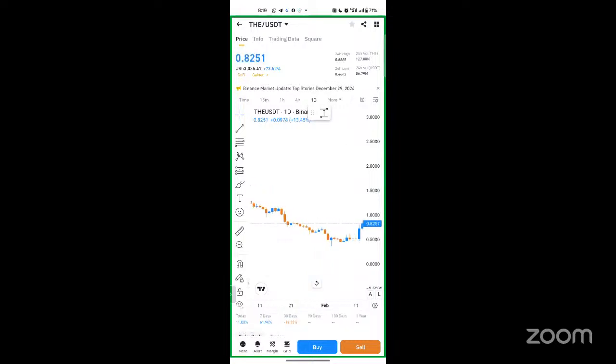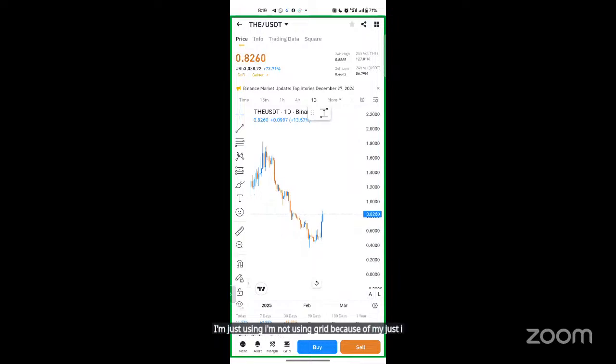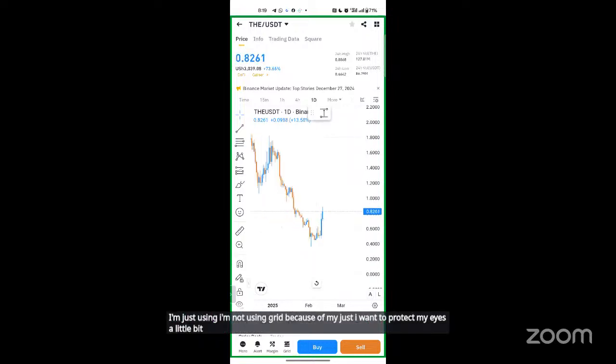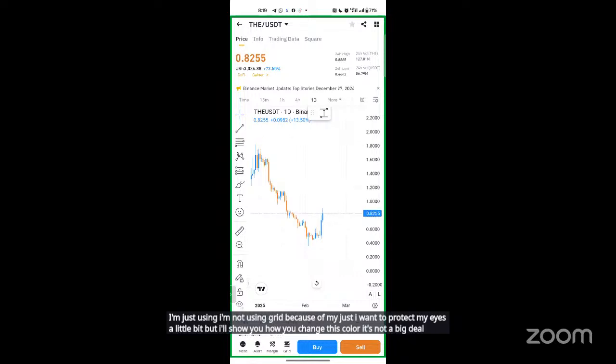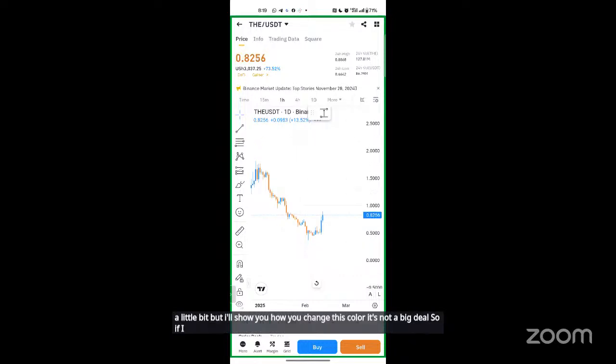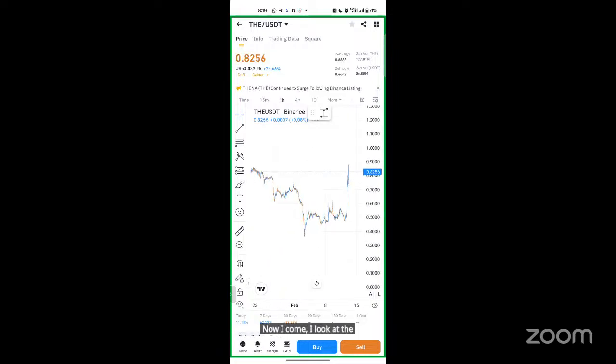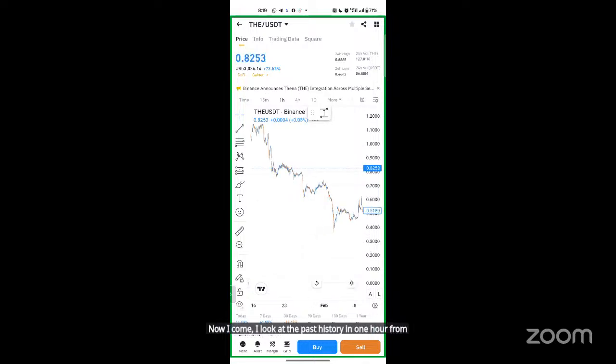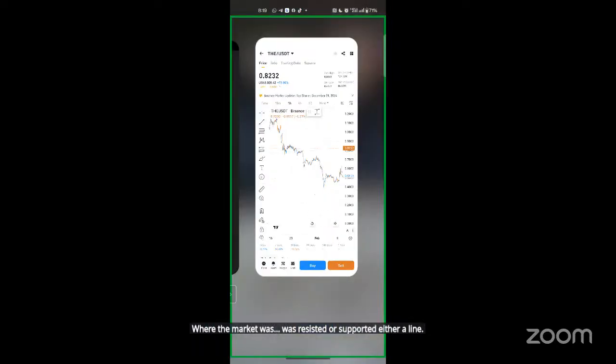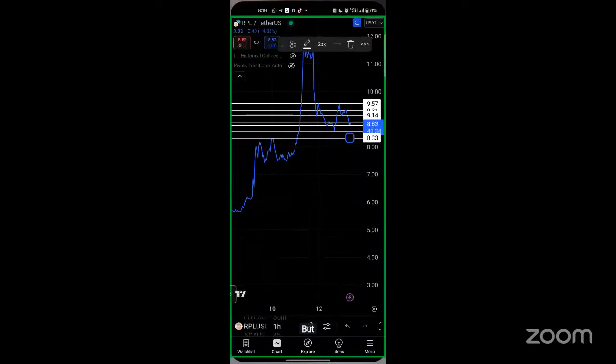I'm not using the grid because I want to protect my eyes a little bit, but I'll show you how to change these colors. It's not a big deal. So, if I want to trade this coin, let me go to at least 1 hour. Now I look at the past history in 1 hour from the current price. Does that make sense? Where the market was resisted or supported, I draw the line. But TradingView makes it much easier for me.